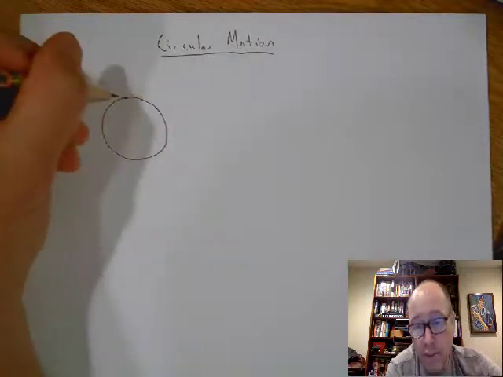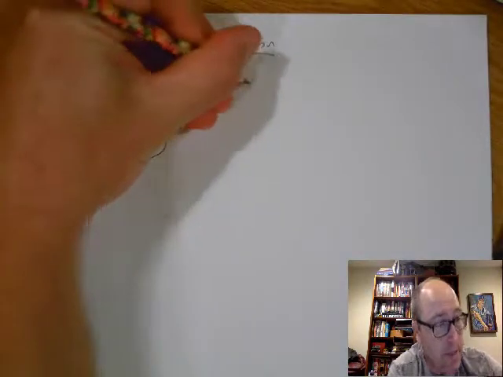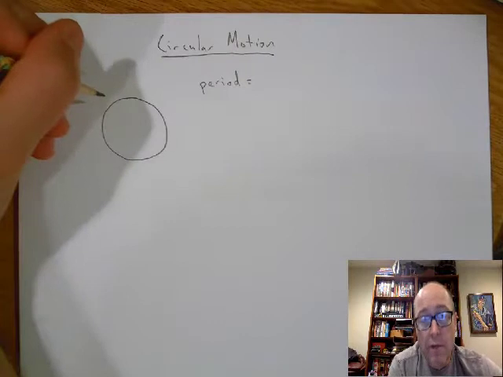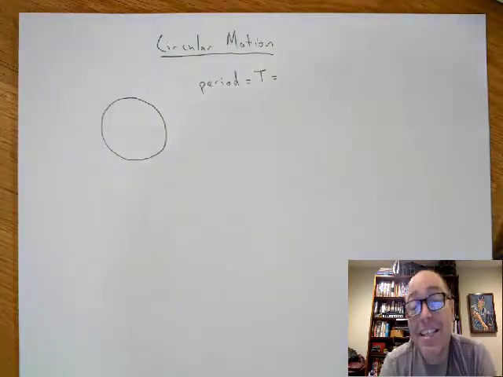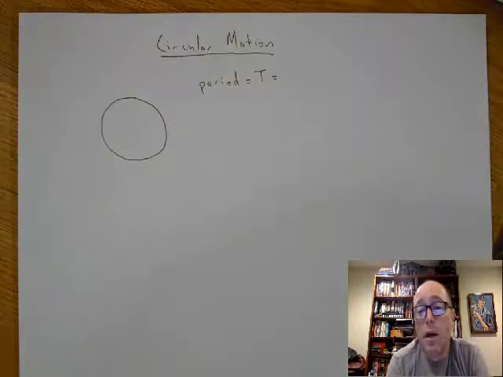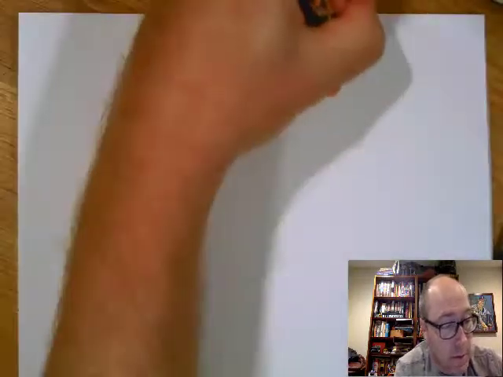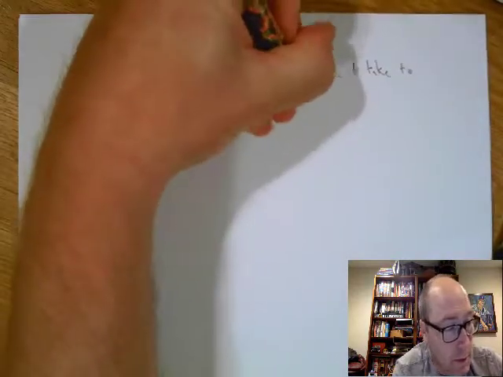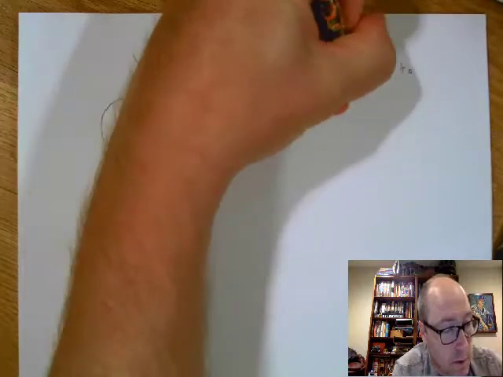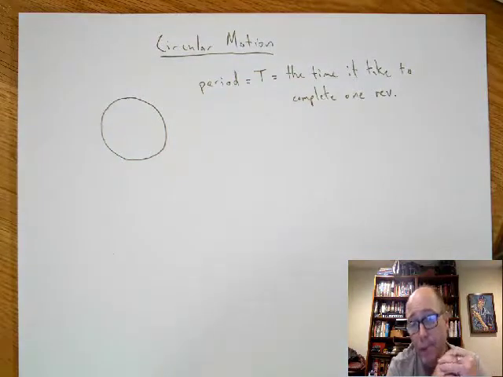There's a couple basic terms that you need to understand if something is moving in a circle at a constant speed. The first is period. The symbol for period is a capital T. Why a capital T? Because this is a special time. It is the time it takes to complete one revolution. So going one time around, that's the period.